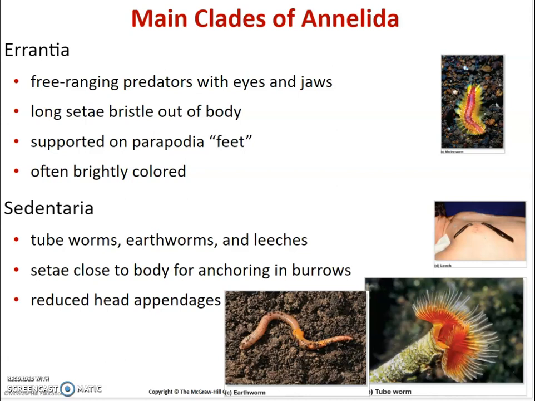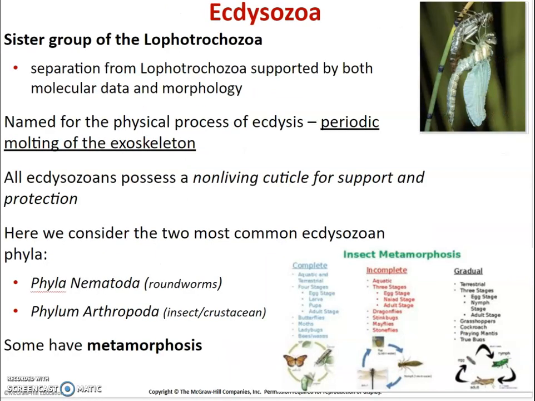The sister group to the Lophotrochozoa are the Ecdysozoa, and they are separate from the Lophotrochozoa. They have a molting period where they shed an exoskeleton, like this image in the top right corner of a dragonfly, right? They're getting rid of the old skeleton and forming a new, bigger version of its body. All ecdysozoans have a non-living cuticle, and it supports and protects them, but when they outgrow it, they have to shed it to create a new one.